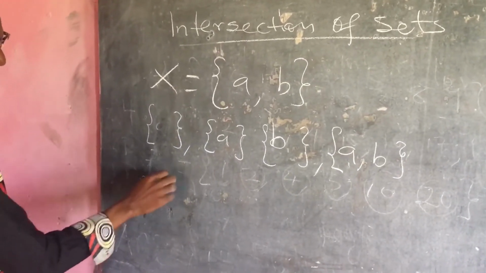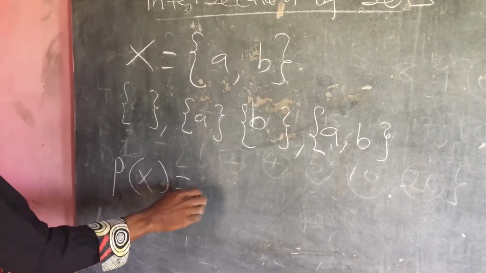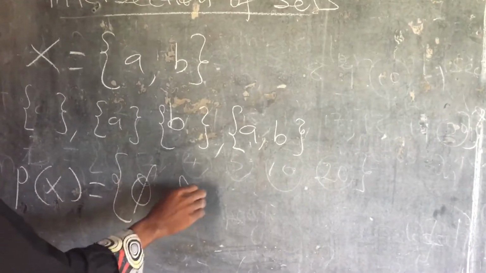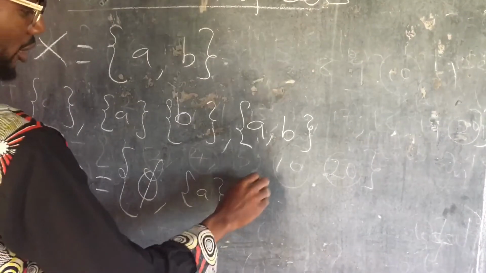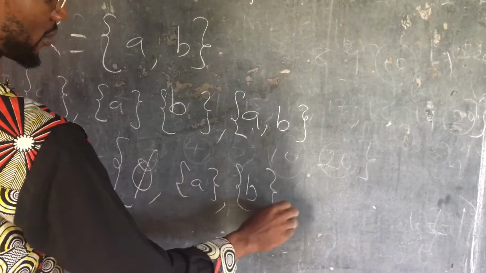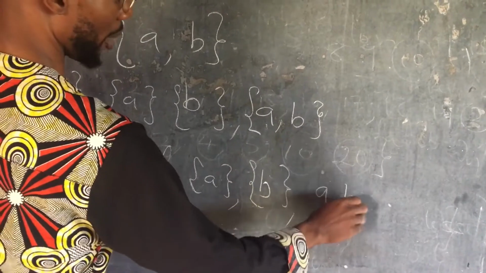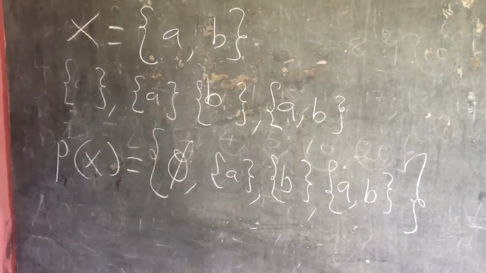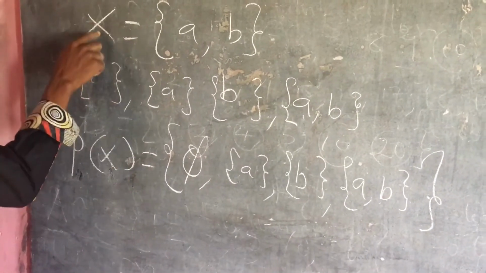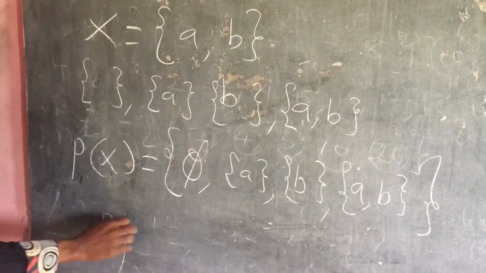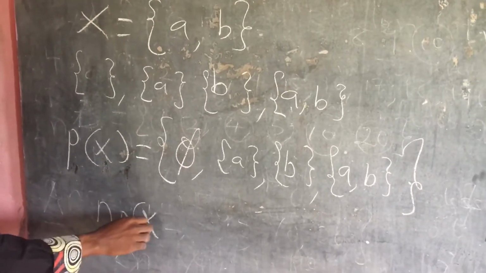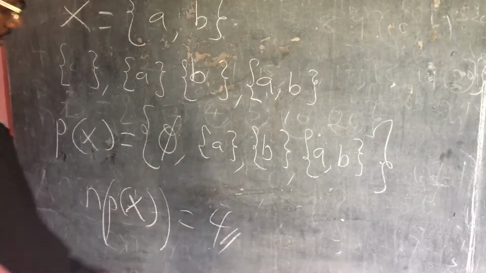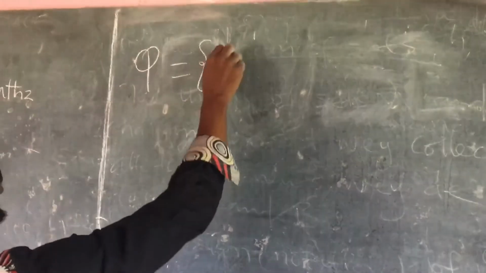So the power set of this set X is the empty set, then I will get A, then I will get B, then I'll get A, comma B. So this one is the power set of this set. If I want to find the cardinality of this set, I will get 4.